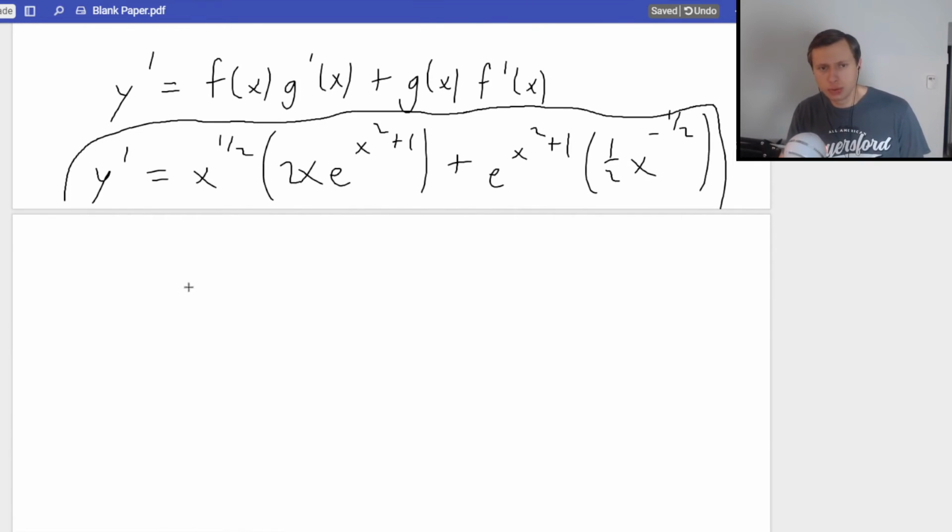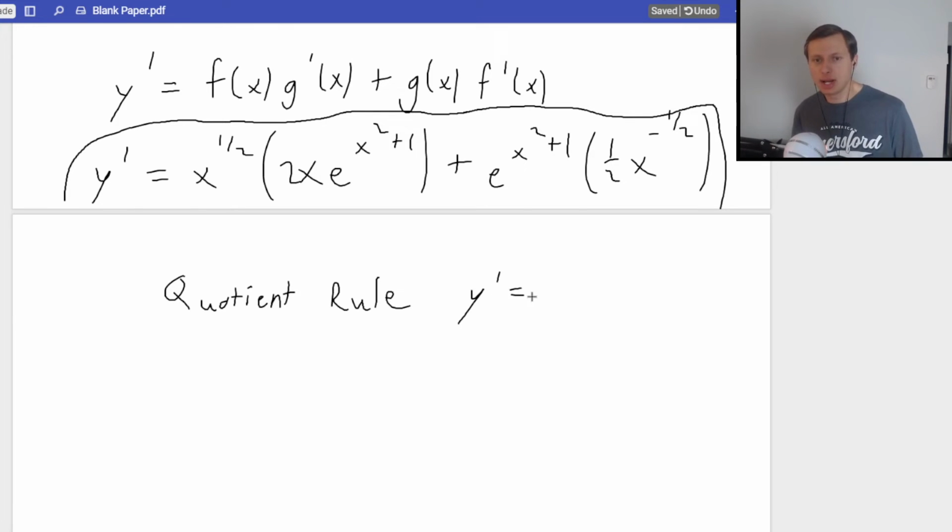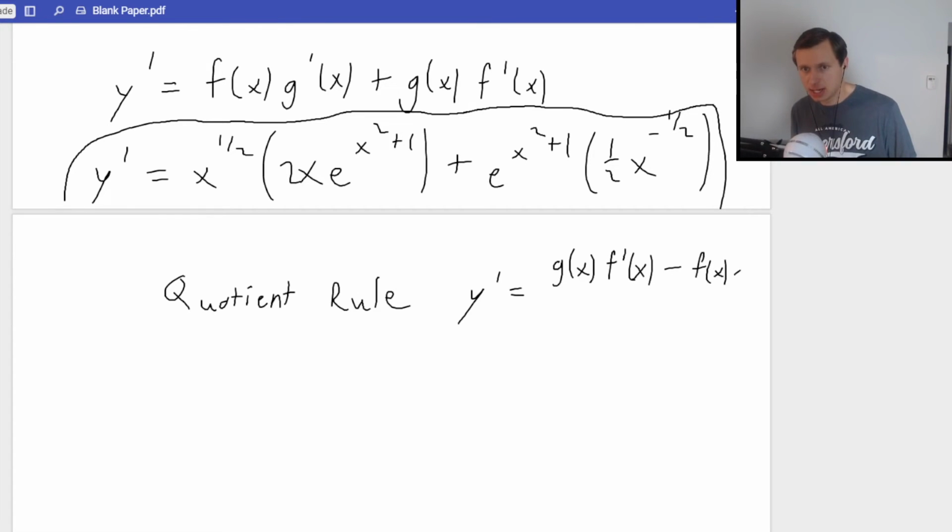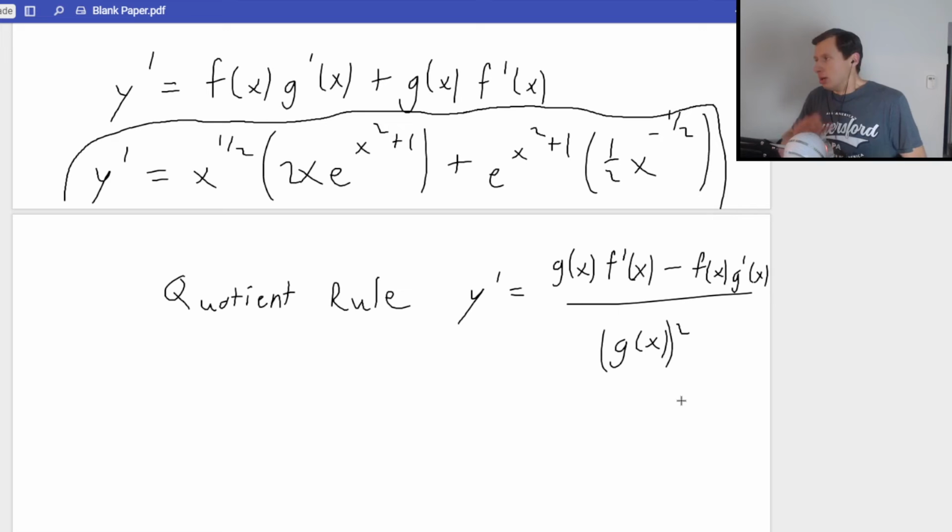So I did mention quotient rule. I'm just going to quickly give you the equation for quotient rule. Quotient rule, it's y prime equals g of x times f prime of x minus f of x times g prime of x, divided by g of x squared. And that's it for quotient rule. And yes, I recommend you have both memorized. Okay, with that, we're going to move on to number 10.